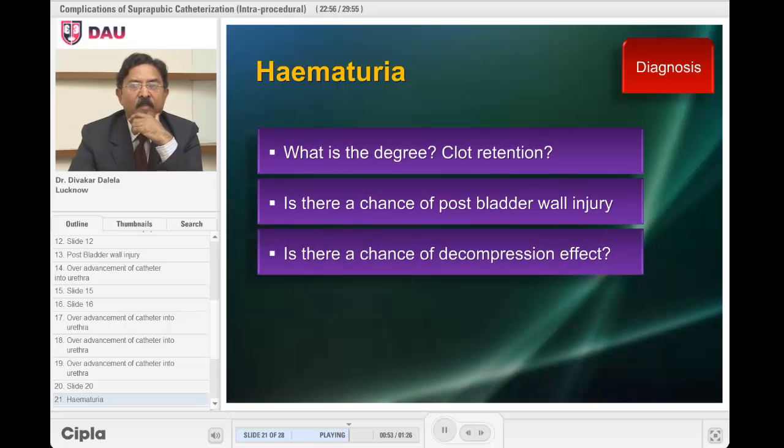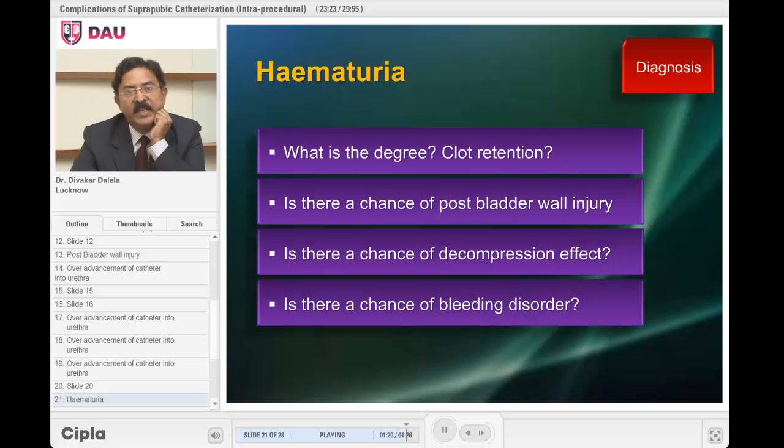Or is it due to the decompression effect? Decompression means the bladder was very full, very tight at the time of trocar SPC. You punctured and then you allowed the urine to well out, and you took time putting the catheter through the cannula, and in that process, the bladder was allowed to decompress at a very fast speed. If this rapid decompression occurs, some bladders bleed. Or is there a chance of a bleeding disorder, which you probably missed? So you have to look into these aspects.